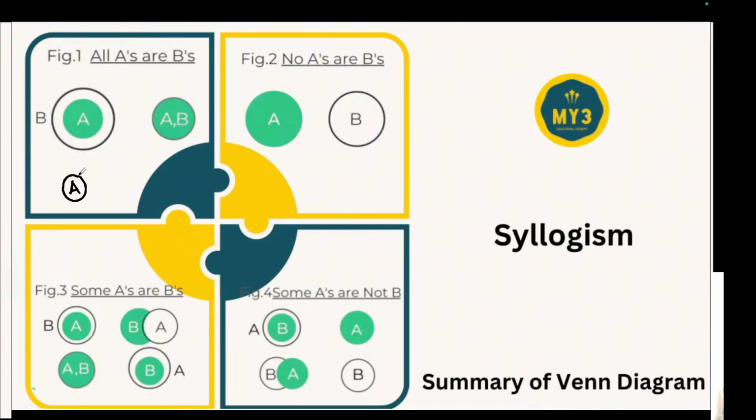For example, all A's are B's. You can take A's like this, and you can represent it in this way. Or otherwise, you can also represent it like this: you take A's like this and you take B's like this. So all A's are B's, we can represent in this way.